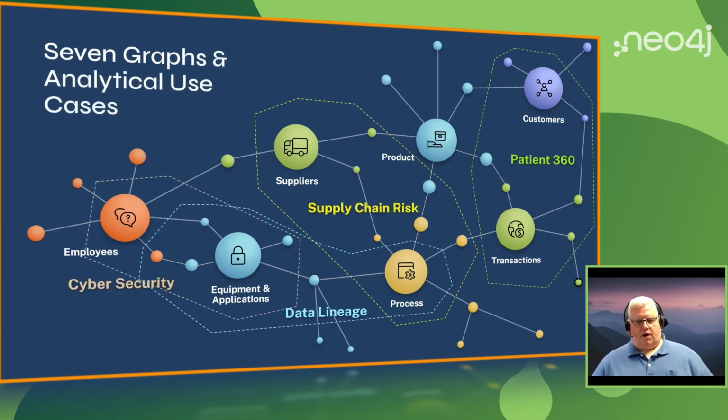One of the things I noticed very early on is when you start looking at any sort of analytical use cases, you can see some here like supply chain risk, patient 360, data lineage, and cybersecurity. Any one of these analytical use cases spans multiple different areas of the business and oftentimes multiple different systems, and a lot of the relationships in between them.